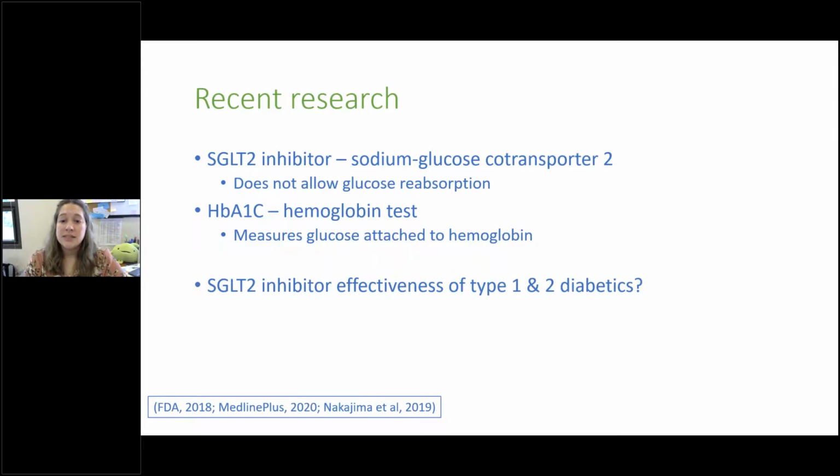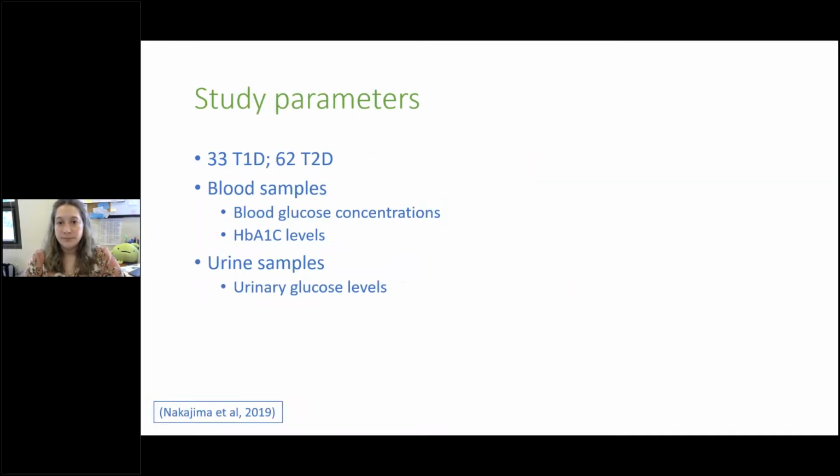In the United States, SGLT2 inhibitors are not approved for type 1 diabetic patients. Therefore, the research coming out of Japan reflects the need for comparison of SGLT2 inhibitors as new medicines for type 1 diabetes are becoming available.